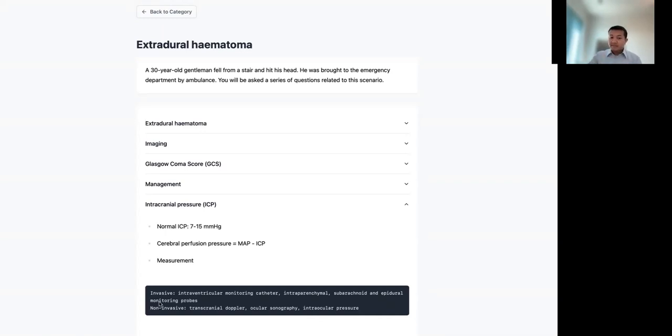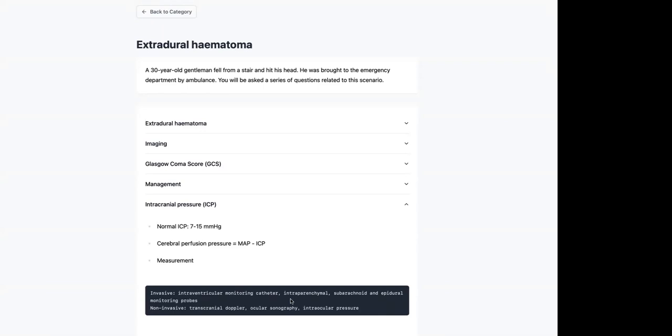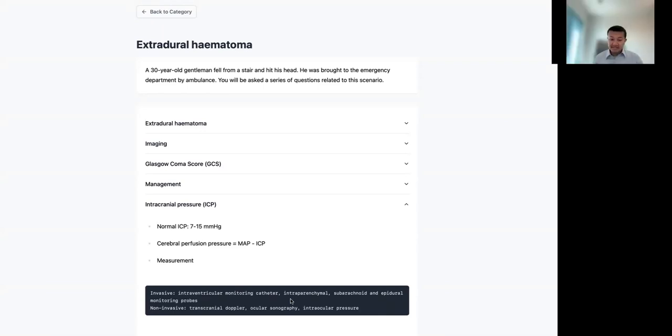Next, the invasive ones are the gold standards, obviously. One is the intraventricular monitoring catheter, then intraparenchymal, subdural, and epidural probes. You can put these in invasively and measure more accurately. Of these, what's the difference between intraventricular and the rest of the probes? You can take out the CSF with intraventricular. You can drain the CSF, which is therapeutic for the increased intracranial pressure as well.